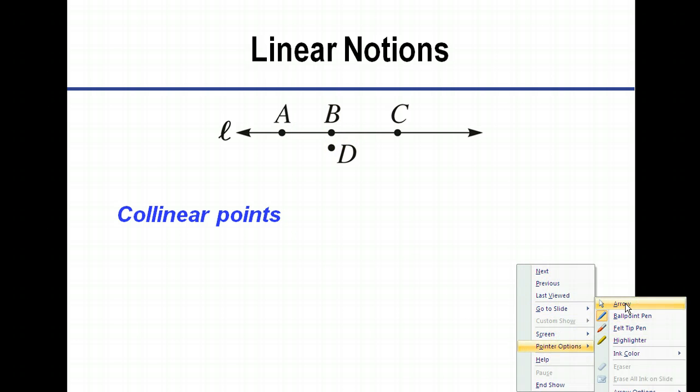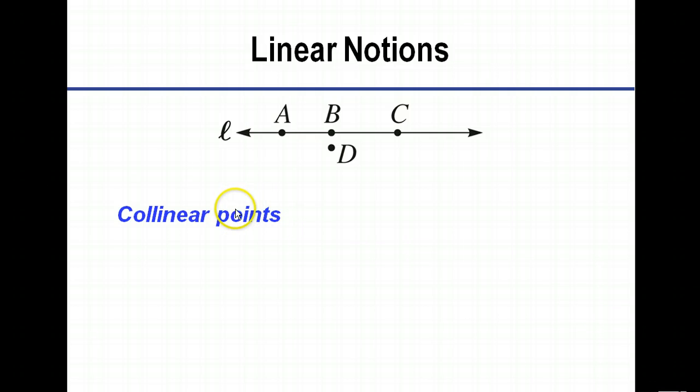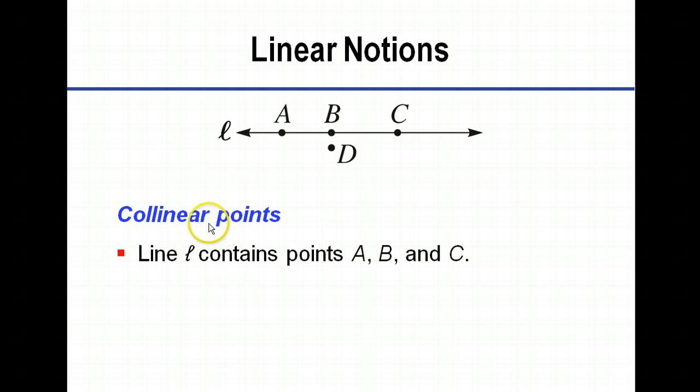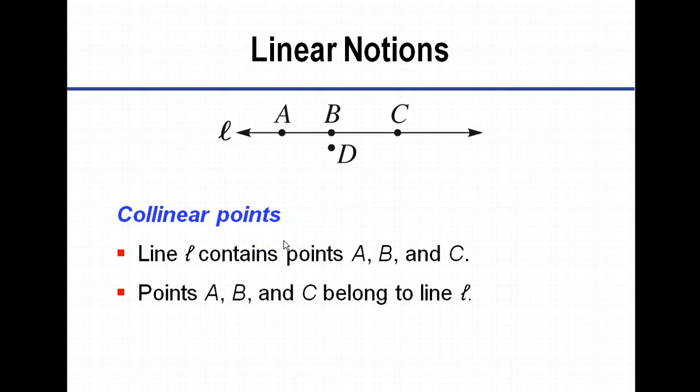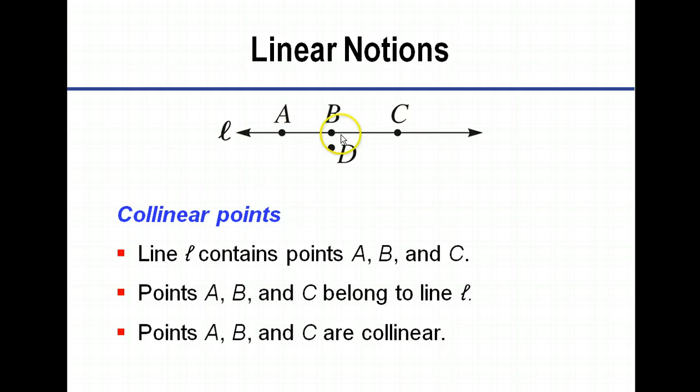Okay, so let's talk about some of these points now that we have the idea of a line in our minds here, and get ourselves some vocabulary. So collinear points. Collinear points are points that are contained on the same line. So let's say this is line L here. Usually we denote lines with these lowercase script letters. Line L contains the points A, B, and C. So we would say points A, B, and C belong to line L. They are considered to be collinear, meaning they are contained on the same line.